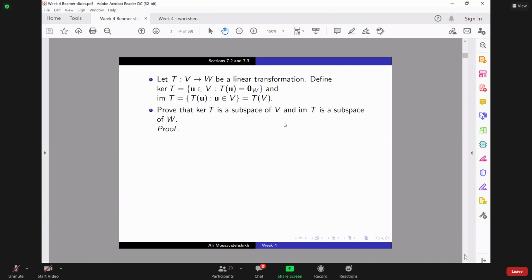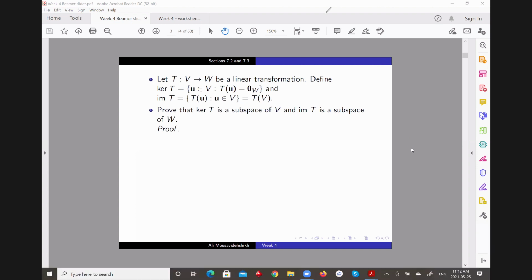So like I said, these both happen to be subspaces. The kernel of T is a subspace of the domain V, and the image of T is a subspace of the codomain W. Now, I'll prove one of these for you, and I'll leave the other for yourself. Which one would you like me to prove for you? Any preferences? The kernel, okay.